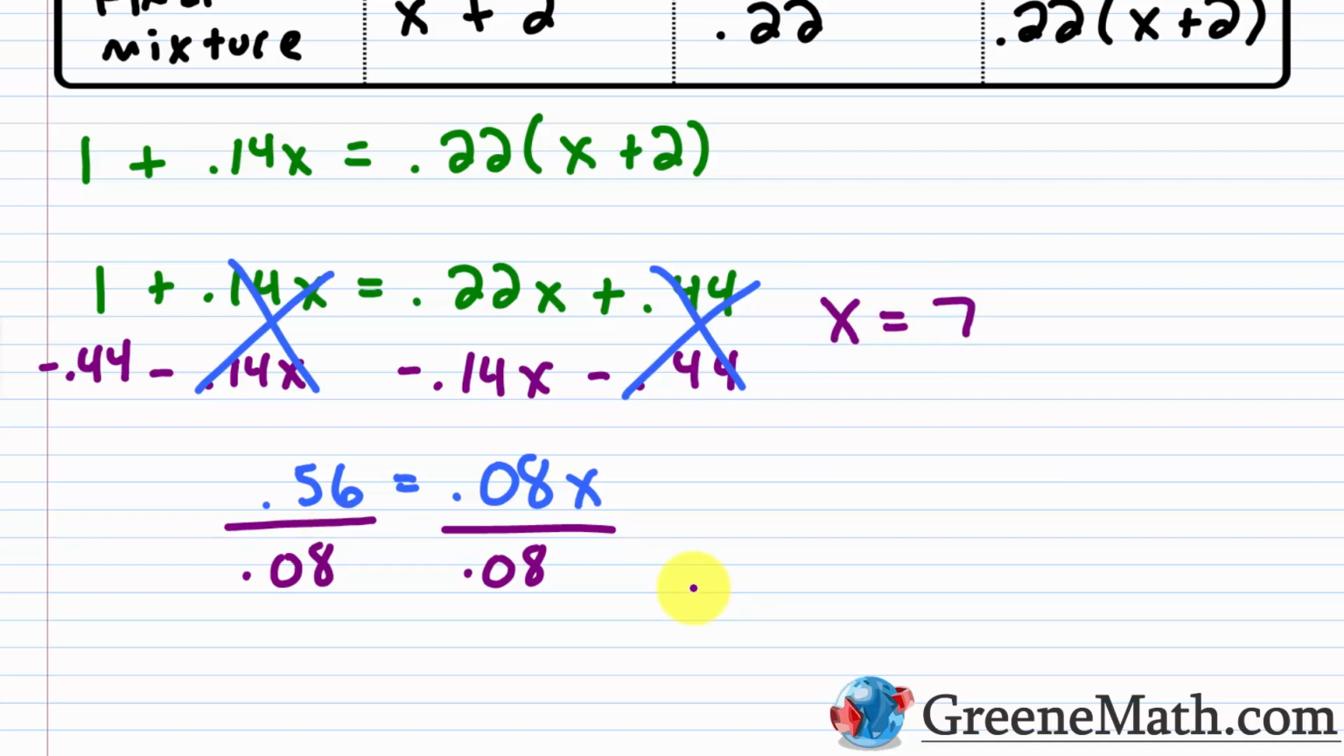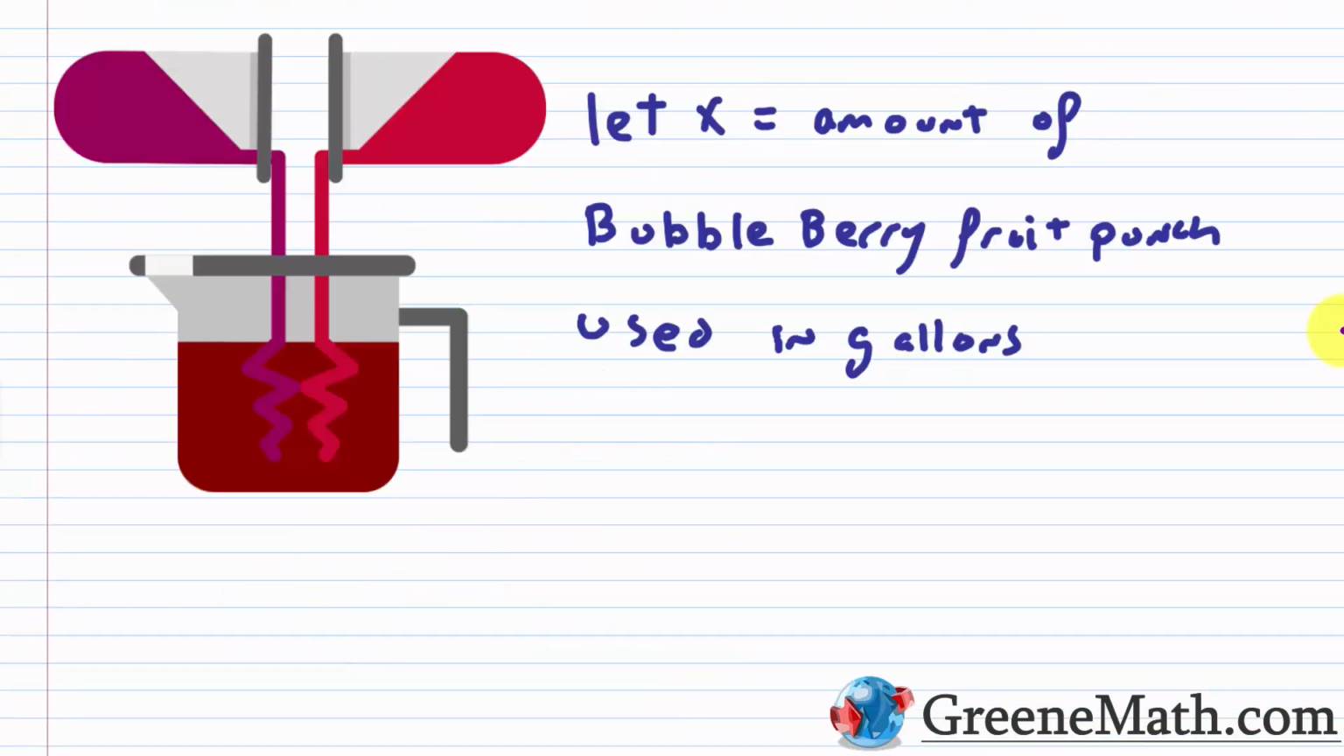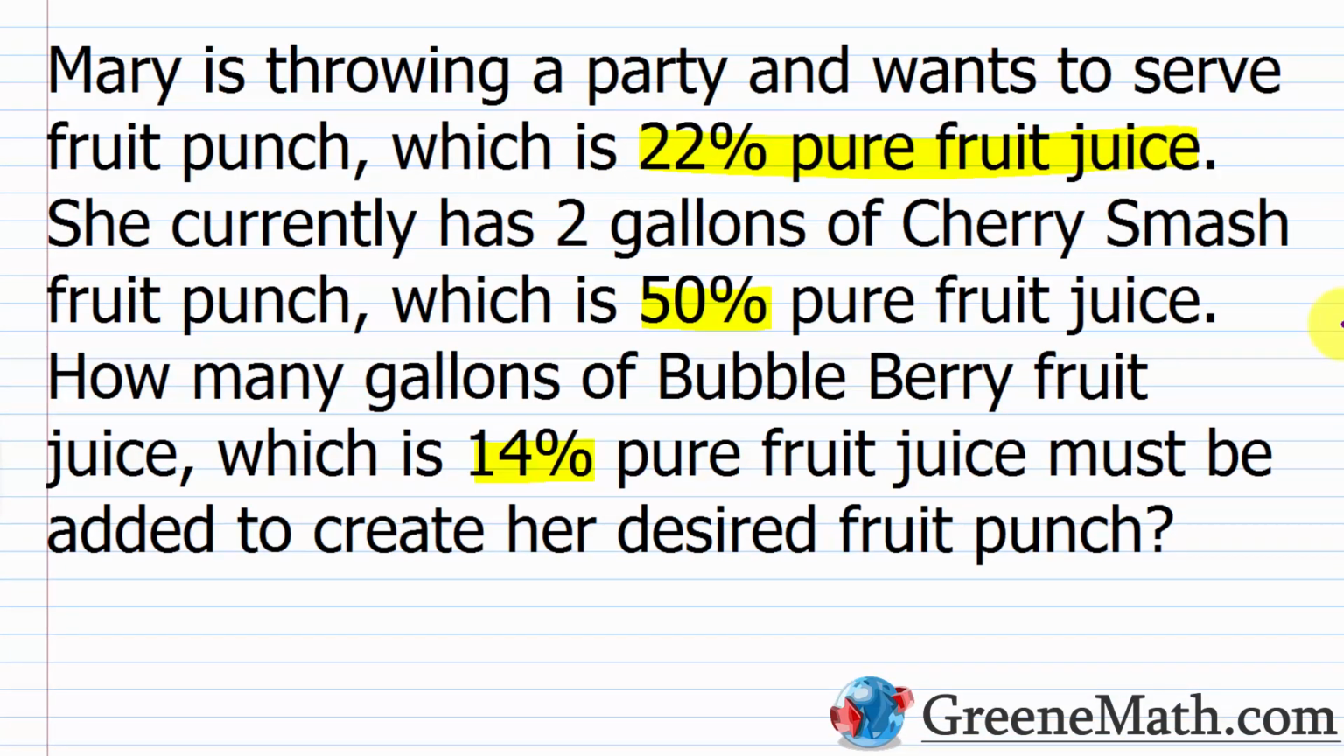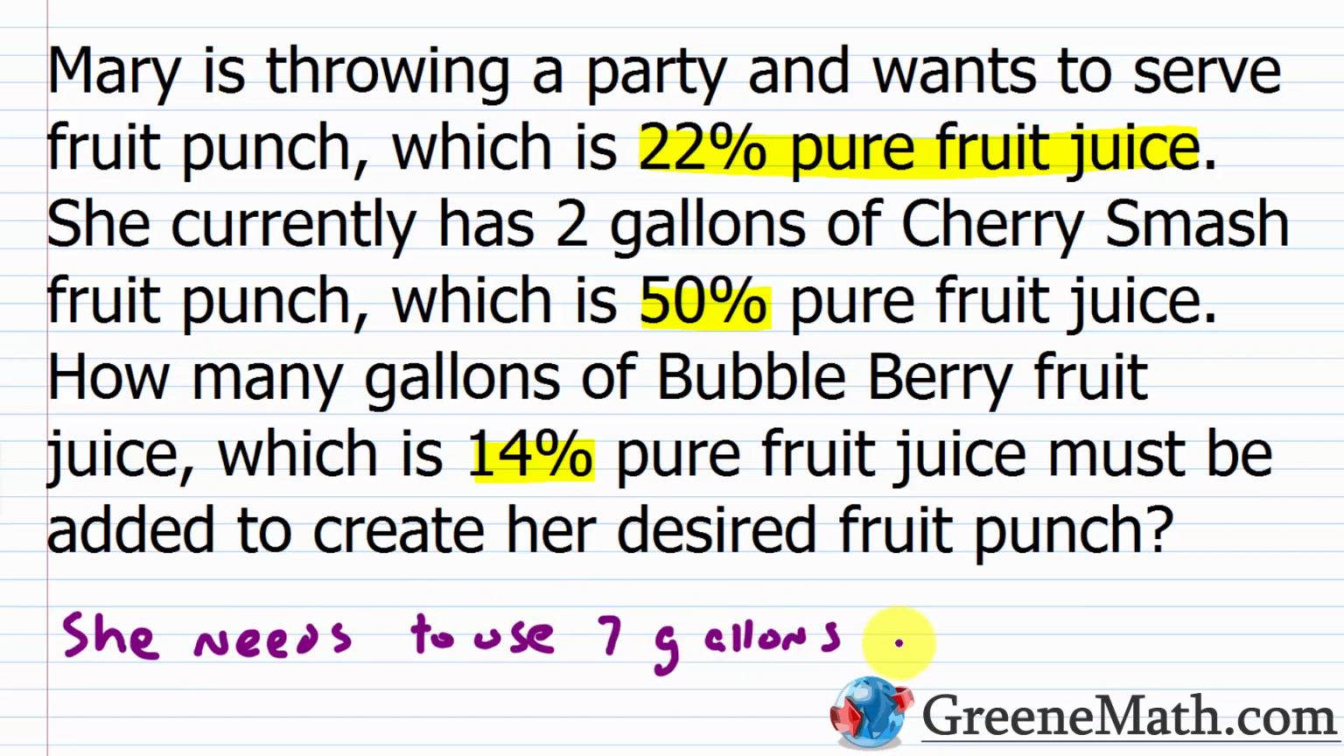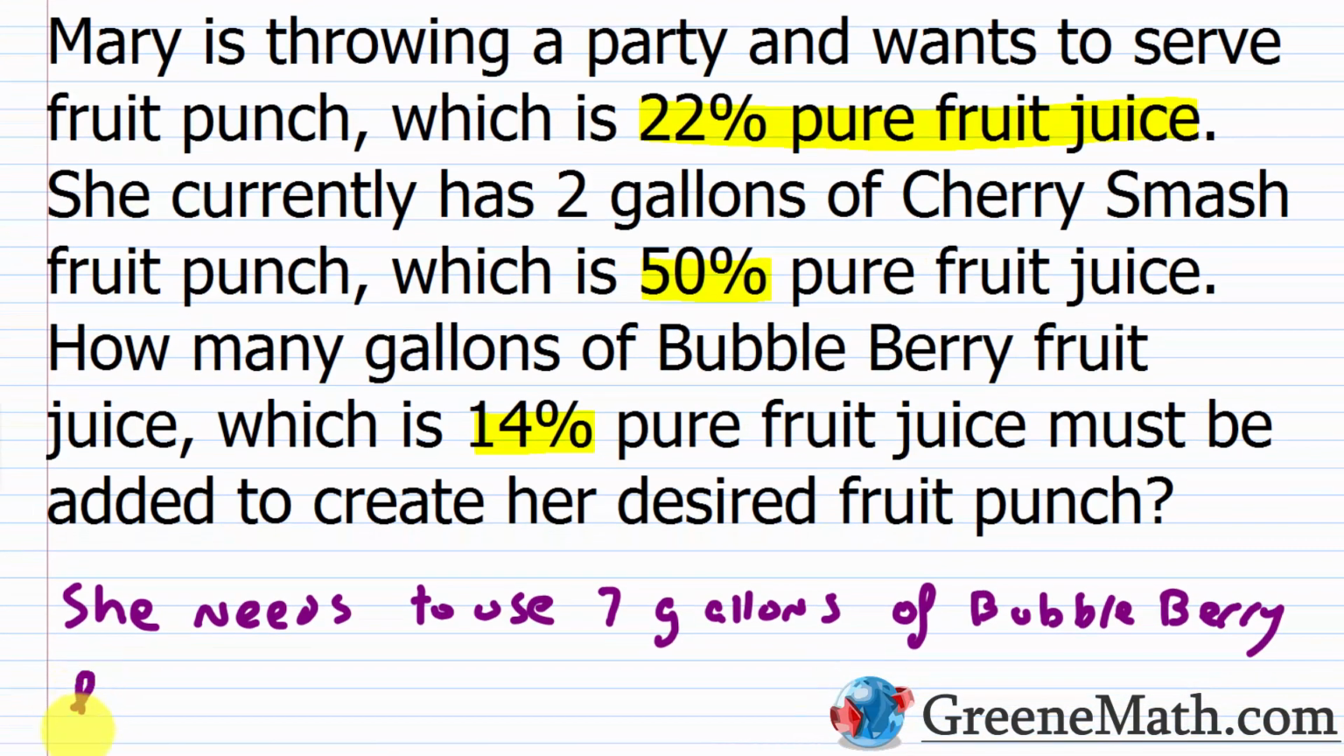Now, let's make sense of this. We said that x was the amount of bubble berry fruit punch used in gallons. So we know that x is equal to 7. So she needs to use 7 gallons of bubble berry fruit punch. Okay? So let's go back up and let's answer our question now. So we'll just say that she needs to use 7 gallons of bubble berry fruit punch.